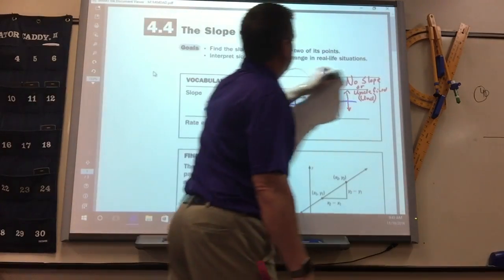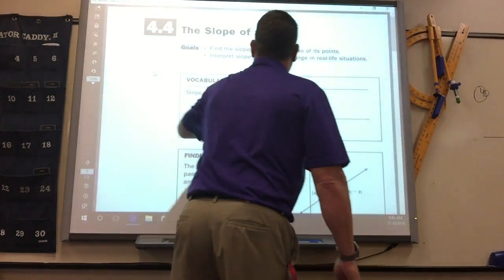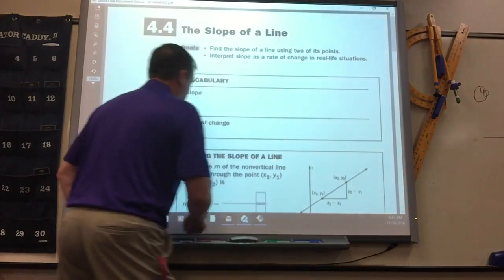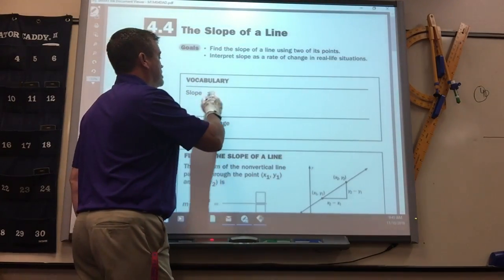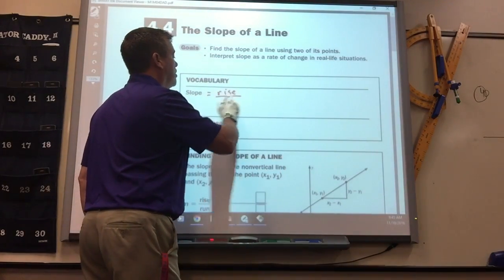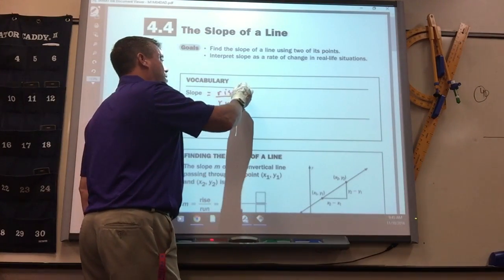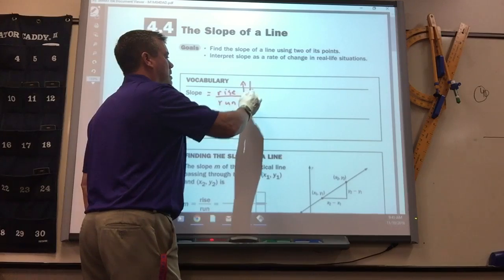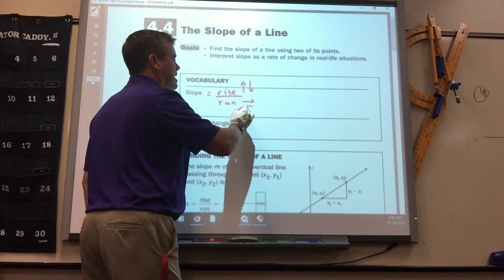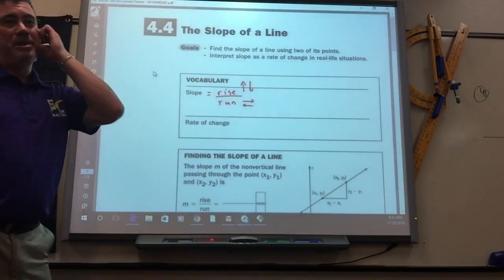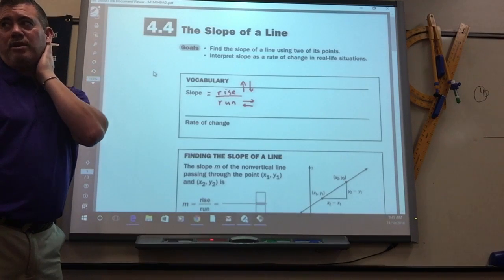The way we find a slope, if you remember, it is rise over run. The rise is up and down. The run is side to side. So it's completely backwards from graphing a coordinate.